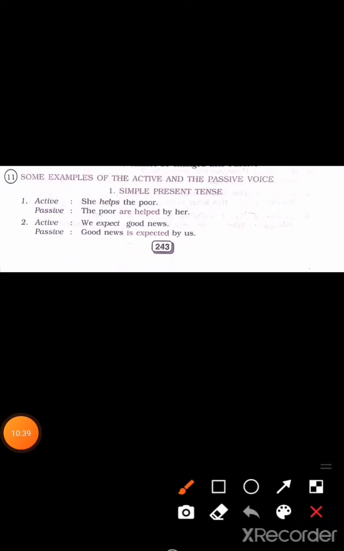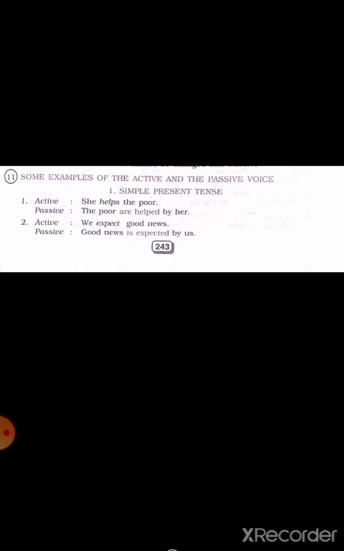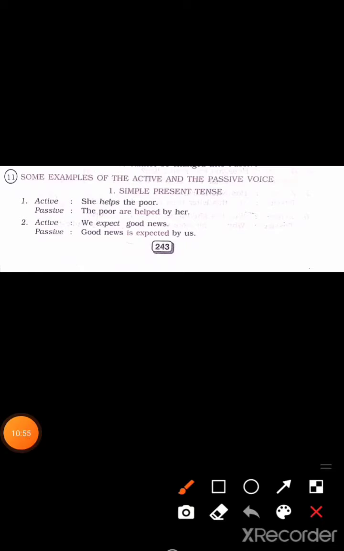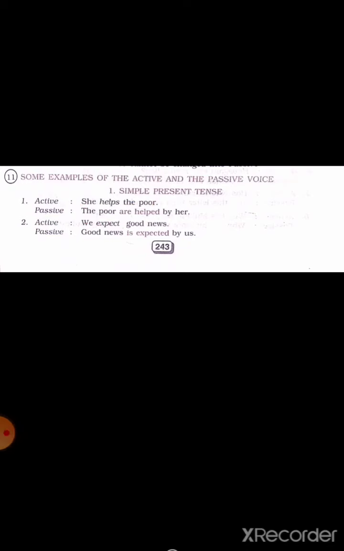So here she becomes her, and the word poor remains the same. After that you can write the poor, because the subject becomes object and the object becomes subject. So the poor becomes the first thing that you have to write. After that are helped, because it is plural in number, it refers to all the poor people of the world. So the poor are. After that help, the third form of the verb help is helped. After that by, then she becomes her.